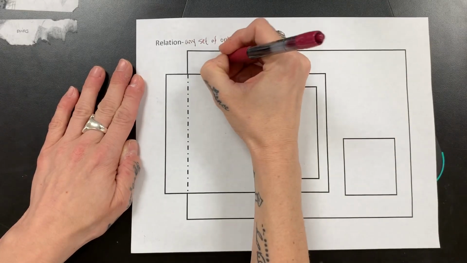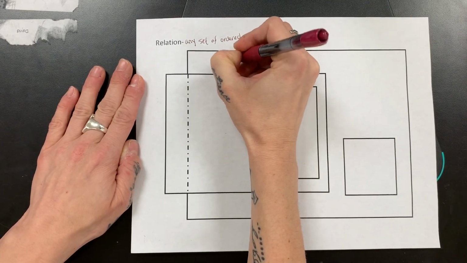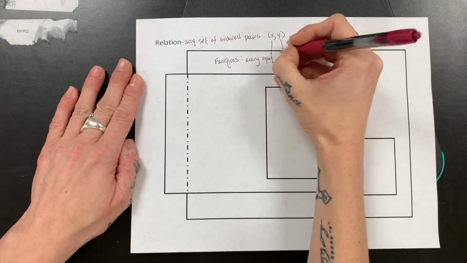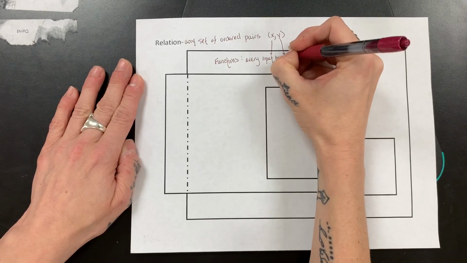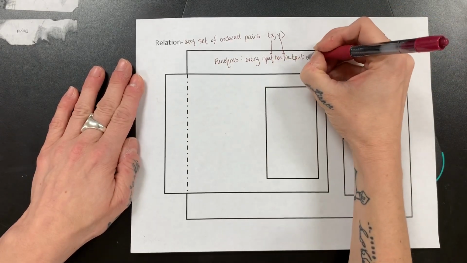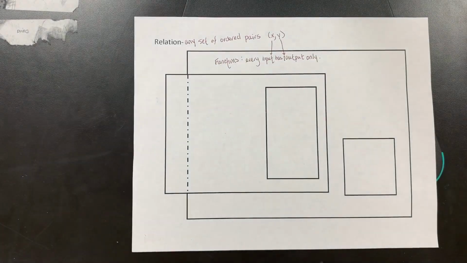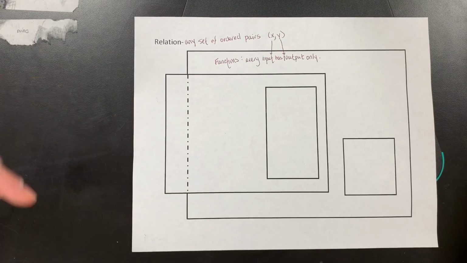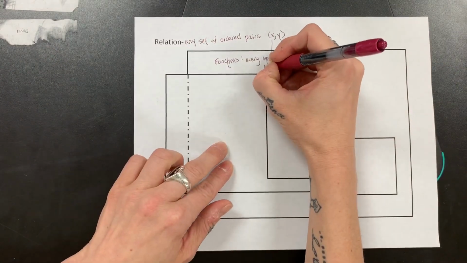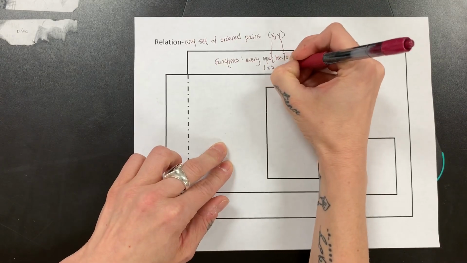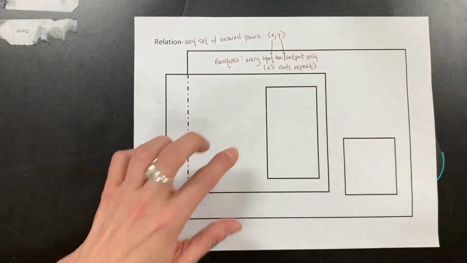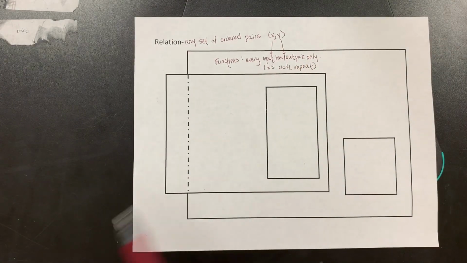And so we talk about functions as every input has one output only, right? And so we've talked about it in terms of x's and y's, right? And so we talk about how the x's don't repeat for functions, yes? So within functions, right, we've got lots of different functions.